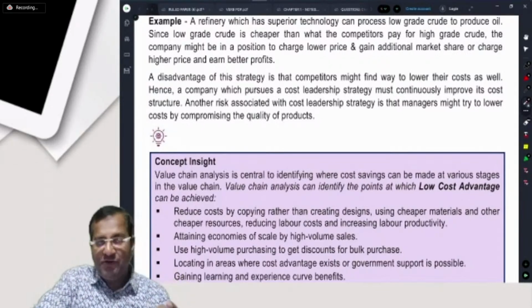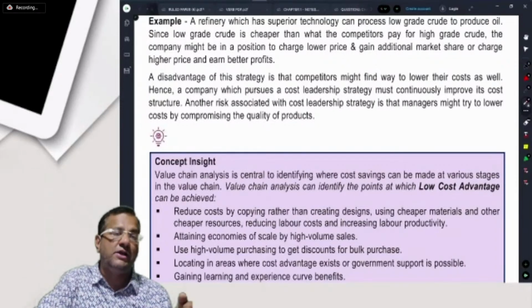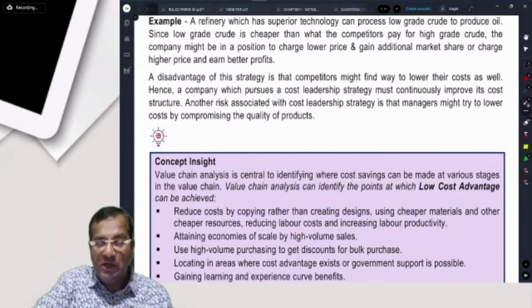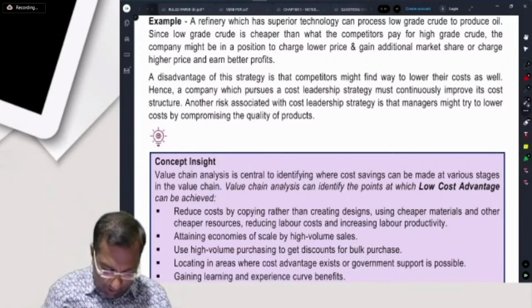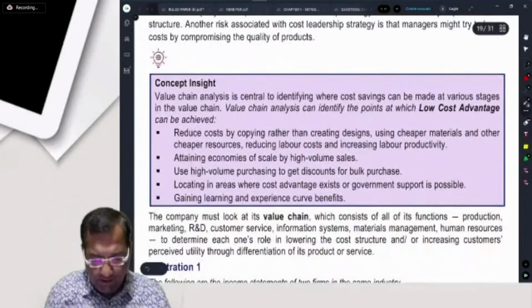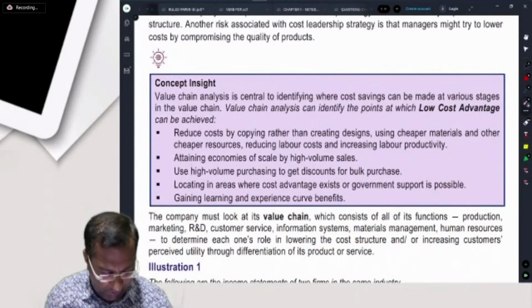So the main disadvantage is that the process will, in the near future, be revealed in the industry, and definitely other companies will do the same. When other companies also copy your idea, then you will not be having the low cost advantage permanently. So temporarily you are having it, but permanently you can't. So again, some points are given here which suggest how you can achieve the low cost advantage.